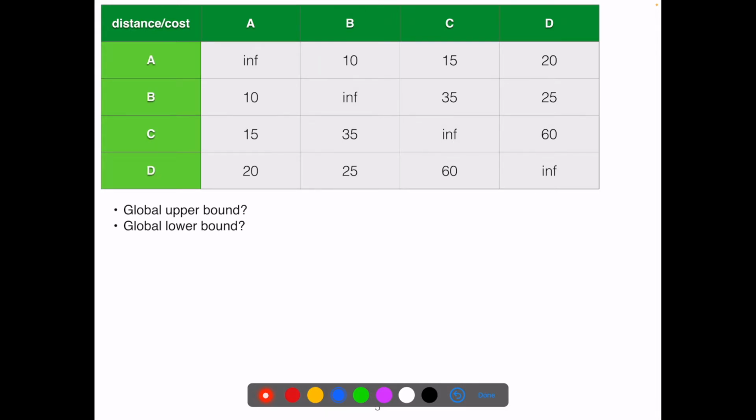So first, what's the global upper bound? We can use a greedy heuristic again. When we start from city A, we see which city is the closest, so that'll be B.